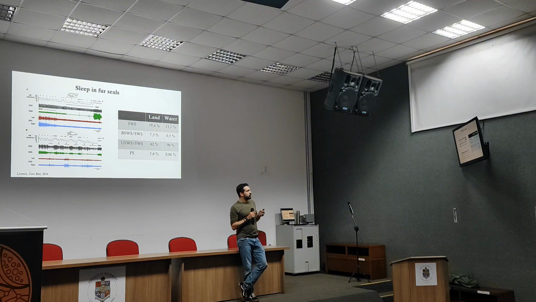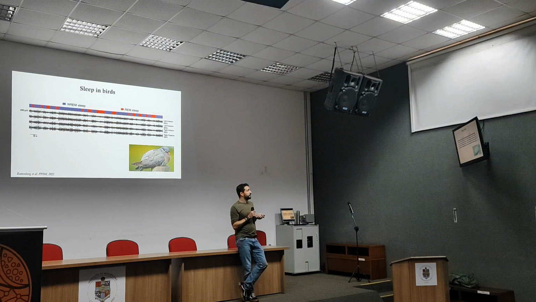This small example is sleep in fur seals, and we can see that in fur seals they have slow wave sleep and REM sleep, but mostly on land. When they go in the water, they do not have bilateral slow wave sleep, they do not have REM sleep, they have unilateral slow wave sleep only when they are on land. So understanding how sleep occurs depending on the environmental constraint is very important to better understand the function of sleep.